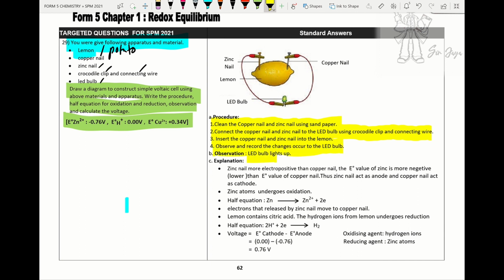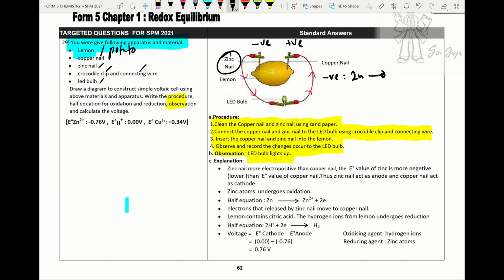So for the observation, I write down the observation. Here they ask for the observation: the LED bulb will light up. Here zinc nail is more electropositive, so zinc nail will act as the negative terminal. This is the positive terminal, so the electron will flow from the zinc nail to the copper nail. Zinc nail undergoes oxidation, so at the negative terminal zinc undergoes oxidation to zinc ion and loses 2 electrons.